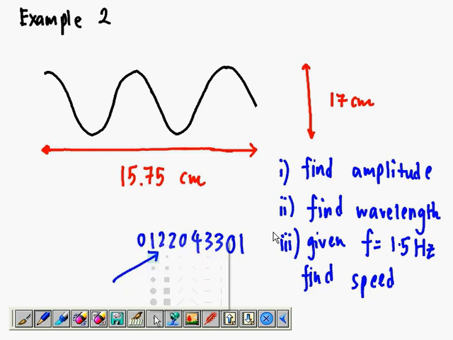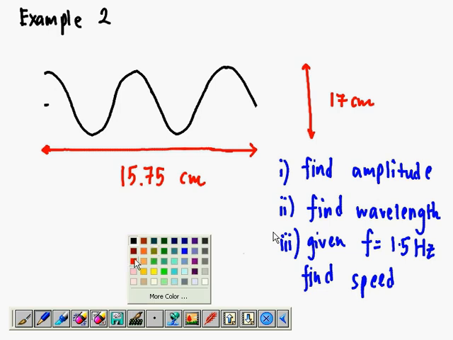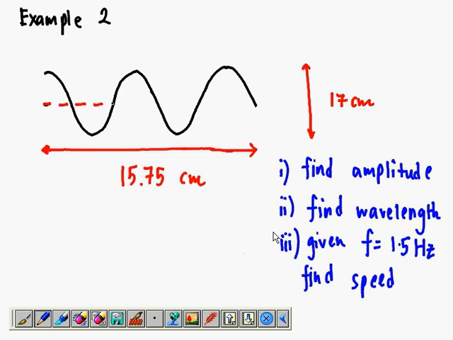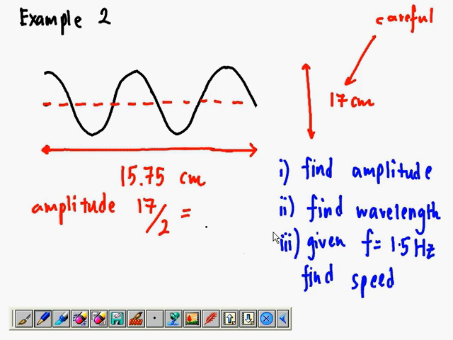Okay, find the amplitude. The amplitude is not 17. Okay, be careful, because we need to draw the equilibrium level. So amplitude is actually 17 divided by 2. That's how you get the amplitude. Okay, be careful, amplitude is not 17. So amplitude is 17 divided by 2, so you get 8.5 cm. How about the wavelength? The wavelength is not 15.75.